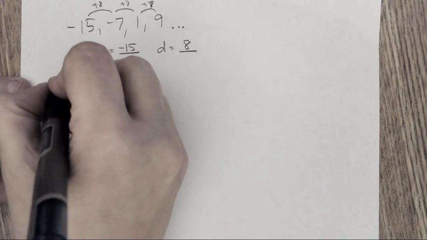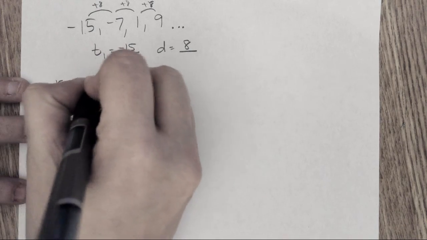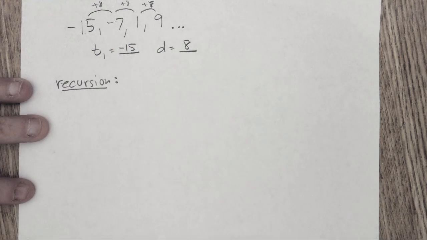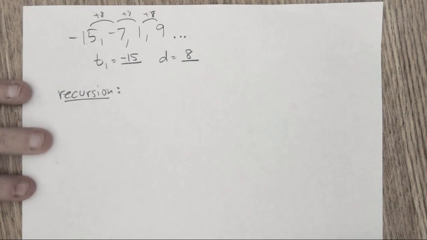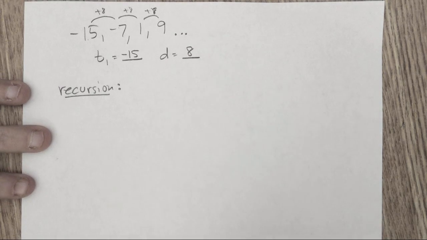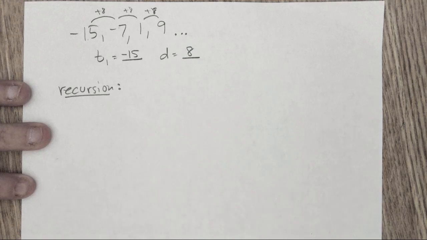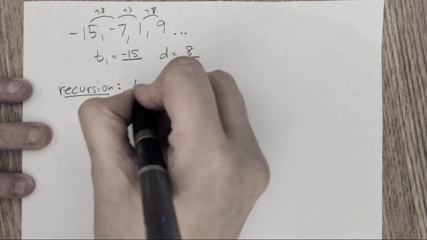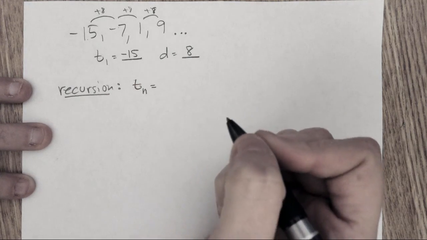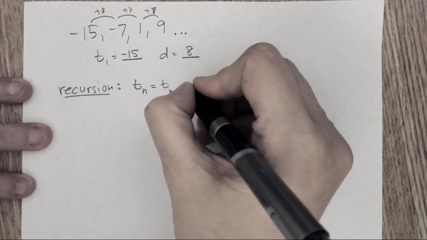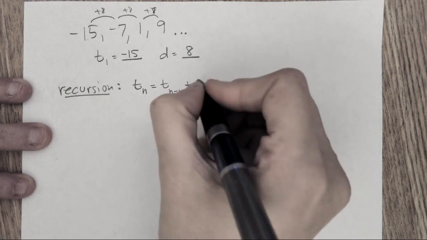So, if I want to find my recursion formula, which I can use, I'm not going to go over how to find the linear function, because you guys have done that a ton. I don't need to spend time on that. But the new stuff is the recursion and the explicit formula. So my recursion formula is T sub n equals T sub n minus 1 plus D, which is 8.